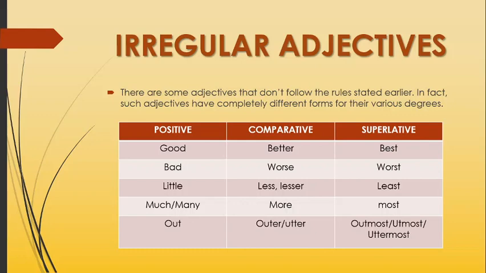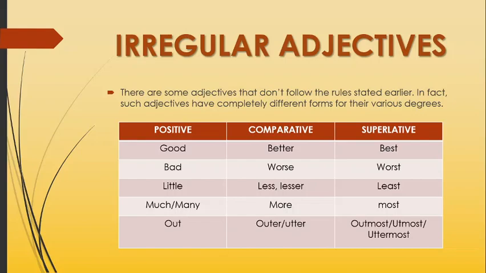Bad. We don't say bad, badder, baddest. We say bad, worse, worst. Little becomes less or lesser and least. Much or many, much in the case of uncountable and many in case of countable, becomes more and most. Out, they have their regular form outer but outmost, or they have their irregular form utter and utmost or uttermost.